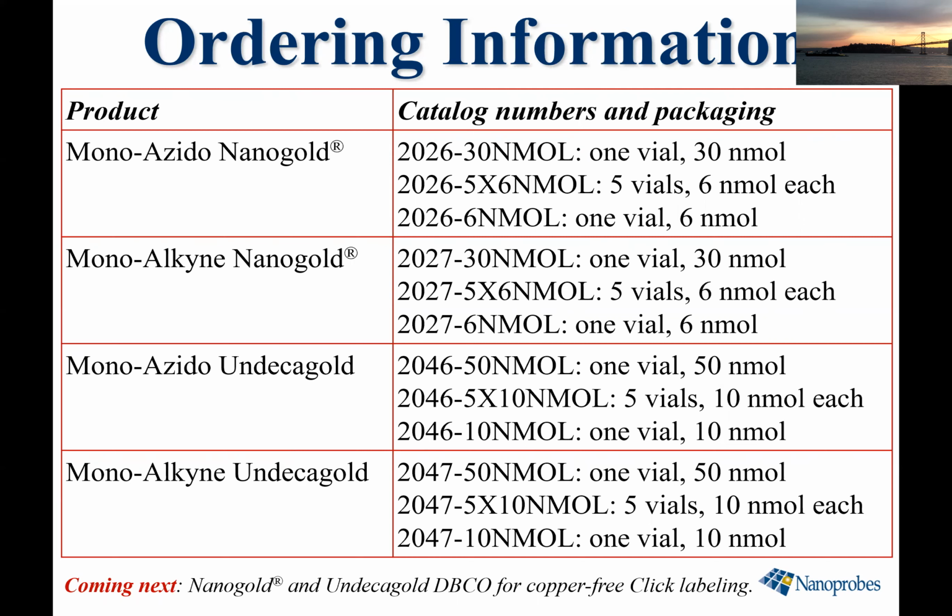And the Monoazido Nanogold is catalog number 2046, and monoalkyne Nanogold 2047. And the Nanogold reagents are available in 50 nanomole, 5 by 10 nanomole, or single vials of 10 nanomole packaging for introductory studies. And we hope to shortly introduce Nanogold and Nanogold DBCO reagents for copper-free click labeling, so keep an eye out for those.